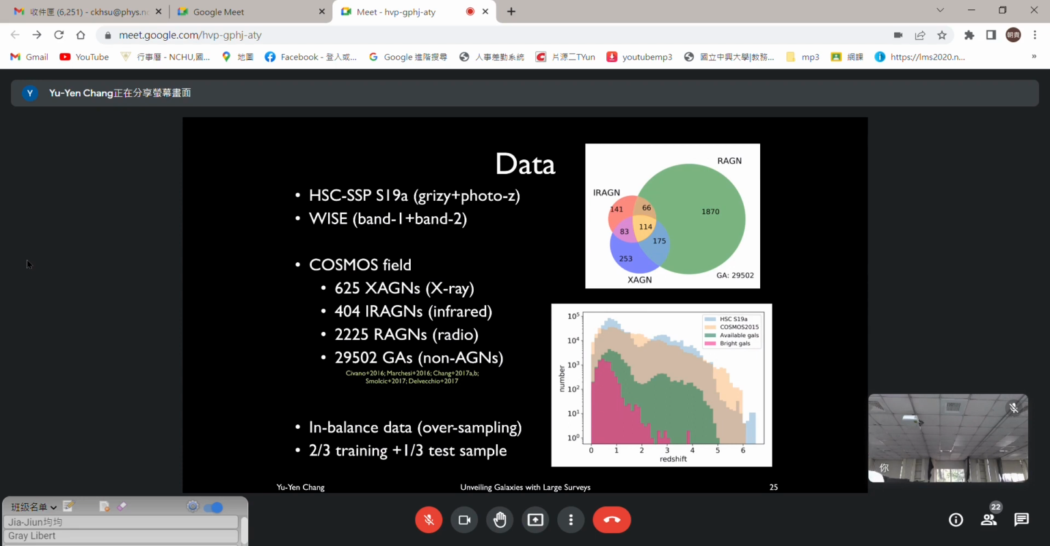So we separate this data into two sets of training sample and one set of testing sample. And because AGNs are about a tenth of the whole galaxy sample, we also use an oversampling technique to account for the imbalance between the data.